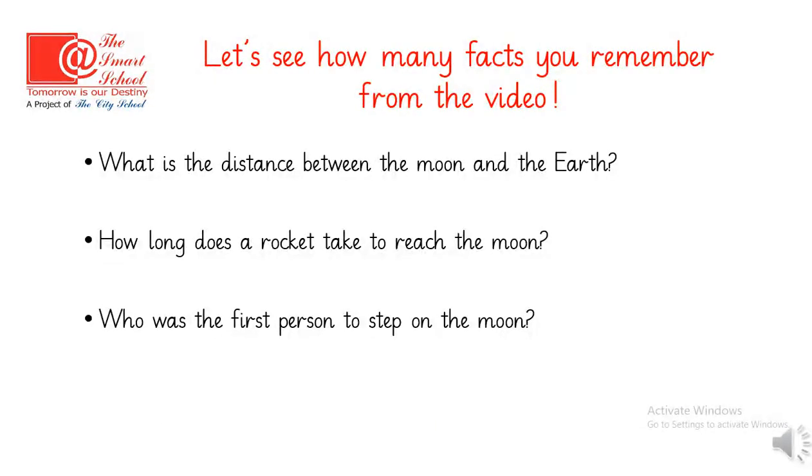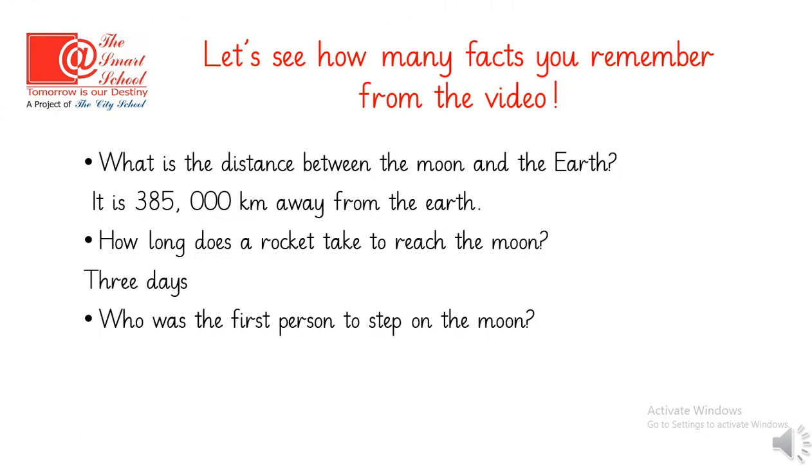So, let's see how many facts you remember from the video. What is the distance between the moon and the earth? It is 385,000 kilometers away from the earth. How long does a rocket take to reach the moon? It takes 3 days to reach the moon. Who was the first person to step on the moon? Neil Armstrong was the first person to reach the moon.